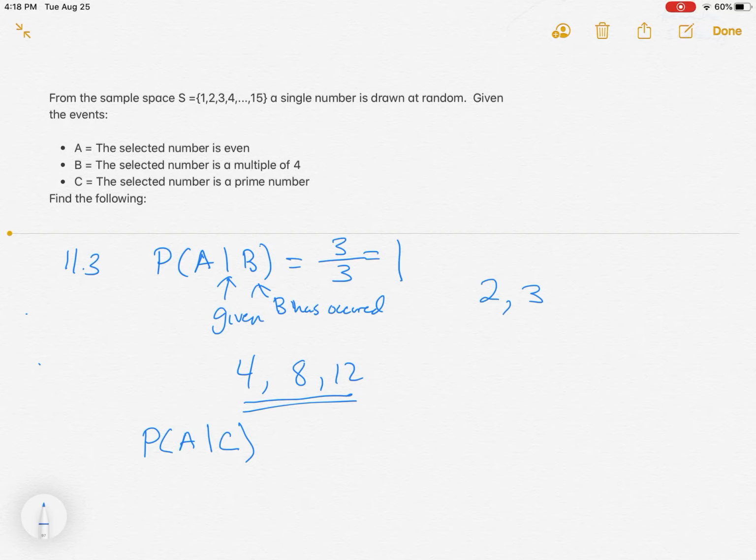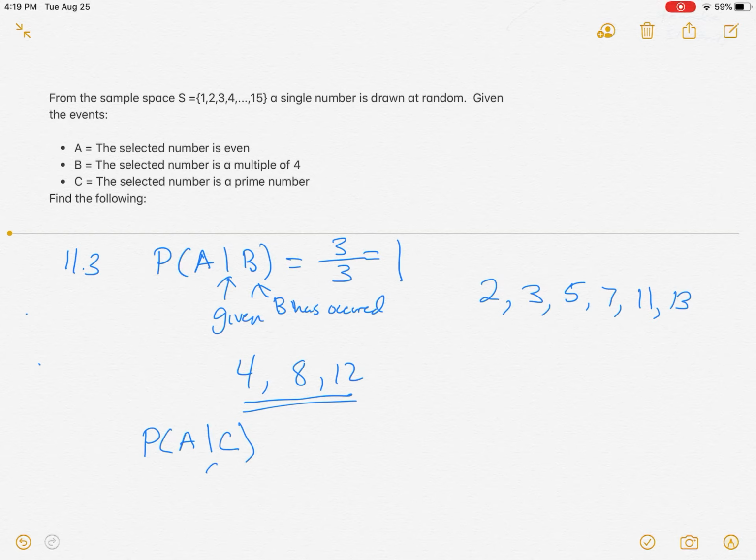3 is prime. 4 is not prime though, because it can be broken down to 2 times 2. 5's prime, but not 6. 7's prime, but not 8, because 8 is 2 times 4. 9, no, because 9 can be 3 times 3. 10, no, 2 times 5. 11, yes. No other breakdown than 11 and 1. 12, no, 2 times 6. 13, yes, because it's only 13 and 1. 14, no, 2 times 7. 15, no, 3 times 5. So these are our prime numbers.